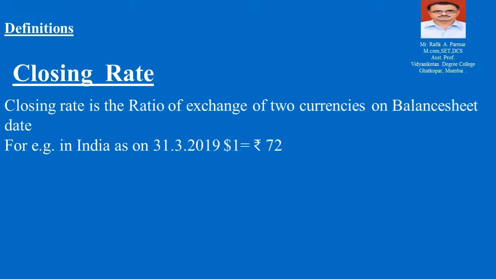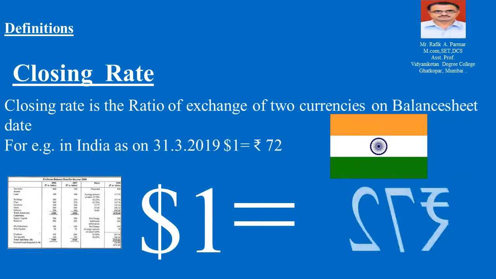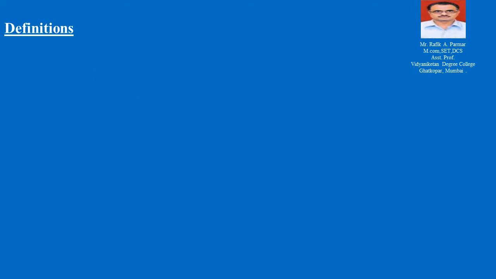Next is closing rate. Closing rate is the ratio of exchange of two countries on the balance sheet date. For example, in India, as on 31st March 2019, $1 is equal to rupees 72. This means the balance sheet is prepared on 31st March 2019, and as on that date $1 is equal to rupees 72. So this rupees 72 is called the closing rate. Why? Because it is the rate on the date of the balance sheet.